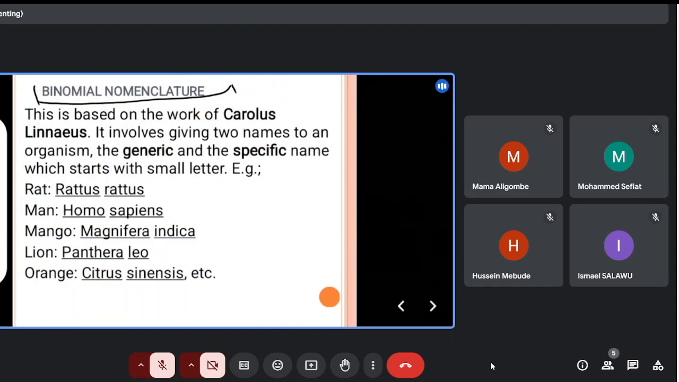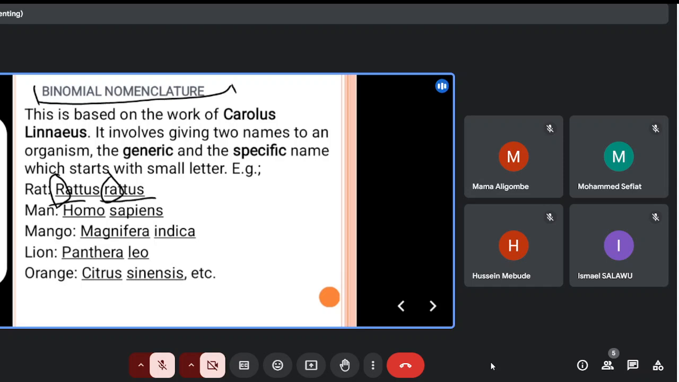that okay, we name organism using the generic name, the genus name, and then the specific name, which is what? The species name. And then he mentioned that whenever we are to name them, the first name, which is the generic name, is always to start with the capital letter. It is always important. While the specific name is to start with what? Small letter. And we are supposed to underline both separately.